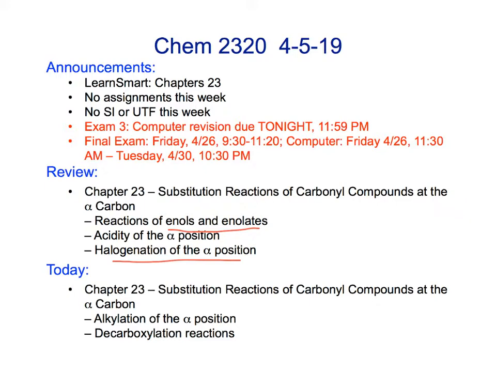So what we're going to do today is look at our second reaction at the alpha position, and this is going to be an alkylation reaction. So we're going to be adding an alkyl group at that position. All we're really doing is just a substitution reaction with an alkyl halide, right? You learned those back in 2310 last semester, substitution reactions of alkyl halides. The only difference here really is that we are using an enolate as the nucleophile. We didn't know about enolates at that point.